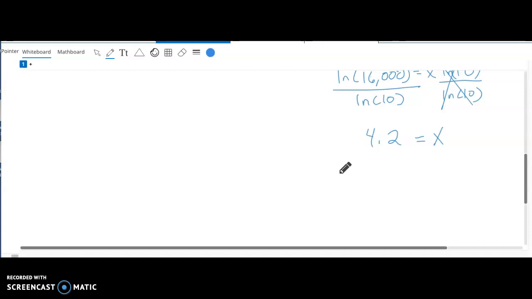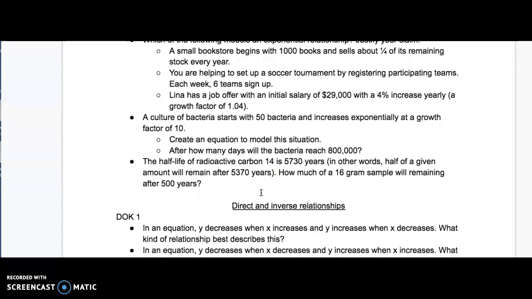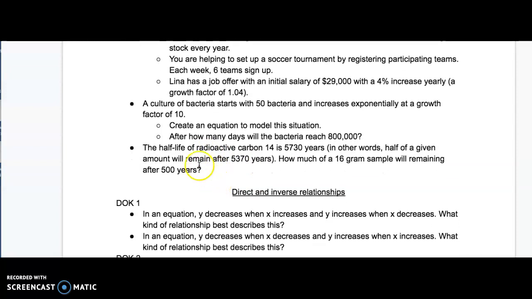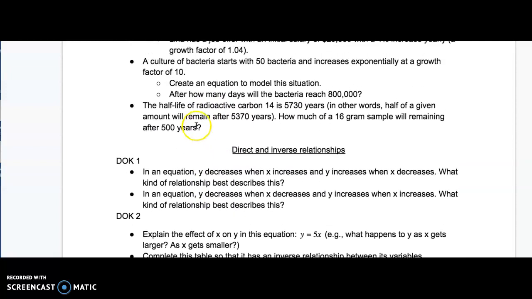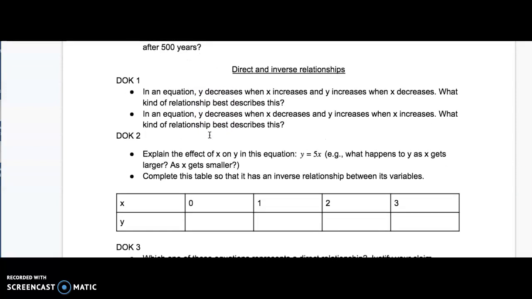All right. A half-life of radioactive carbon-14 is 5,730 years. In other words, half of the given amount is remaining after 5,730 years. How much of the 16 grams will be remaining after 500 years? You don't have to do this problem because I won't be grading on that one. So you can skip that one. All right. So we're going back to the previous problem in the equation.